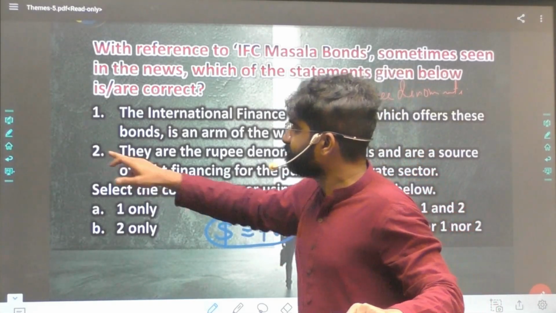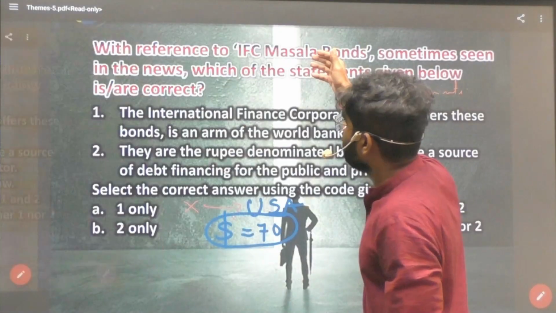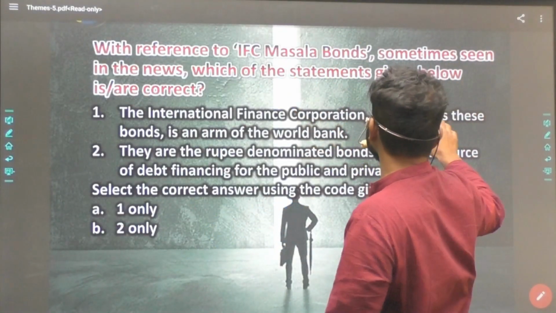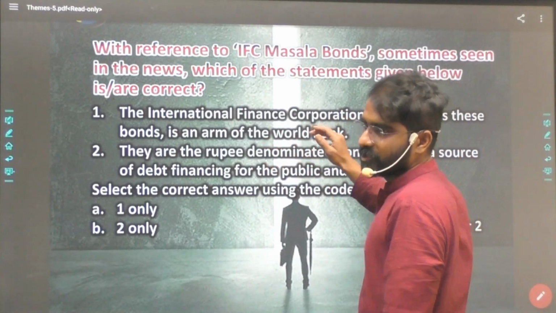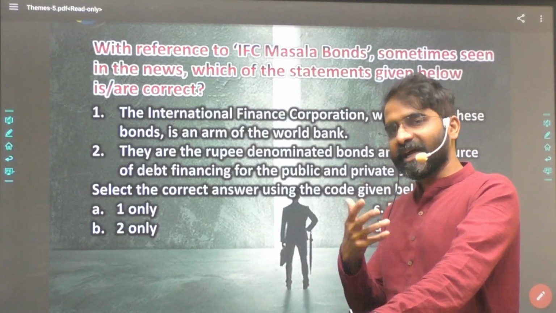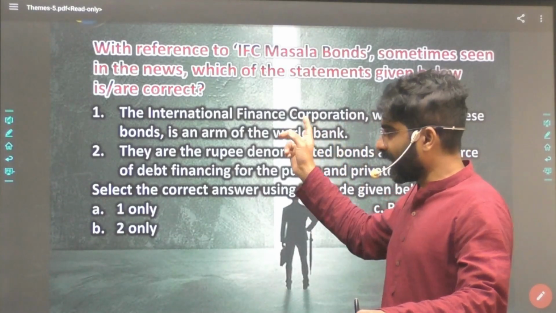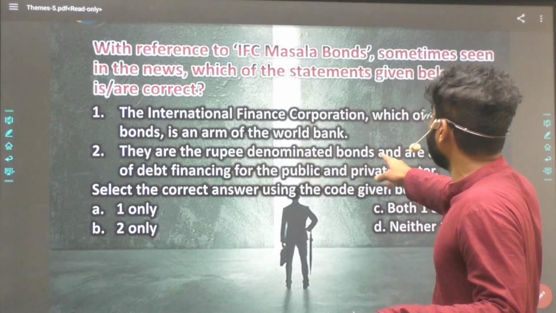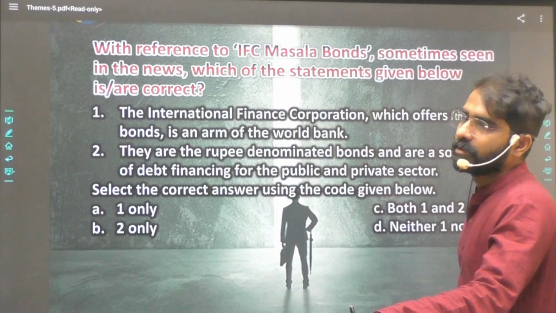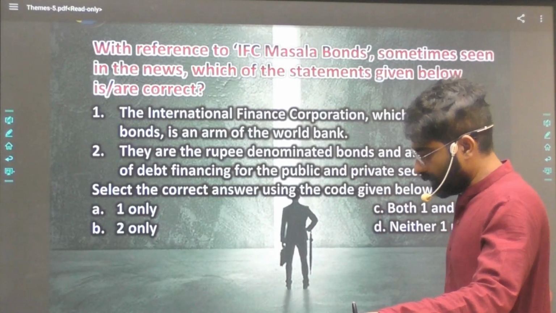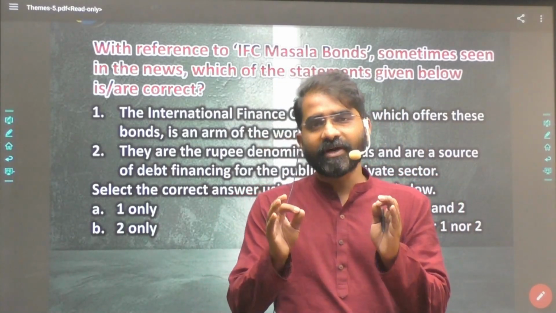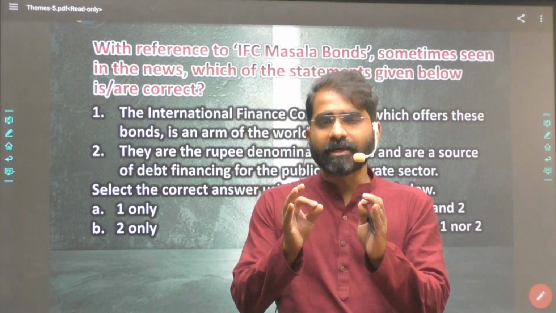There was a question asked with reference to IFC masala bonds, sometimes seen in the news. IFC, which offers these bonds, is an arm of the World Bank. It's true, IFC is an entity. The World Bank Group has 5 entities, and IFC is one of them. They are rupee denominated bonds and are a source of debt financing for the public and private sector. True, both statements are fine.